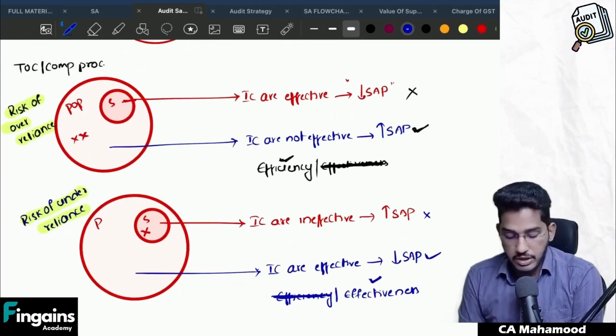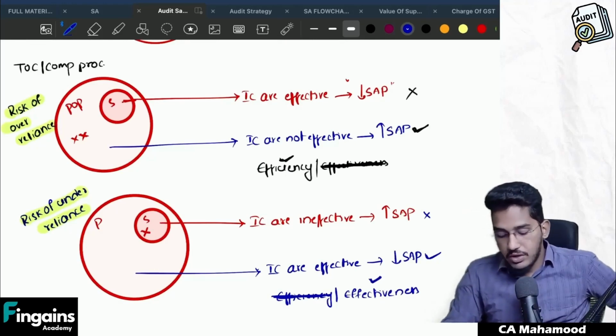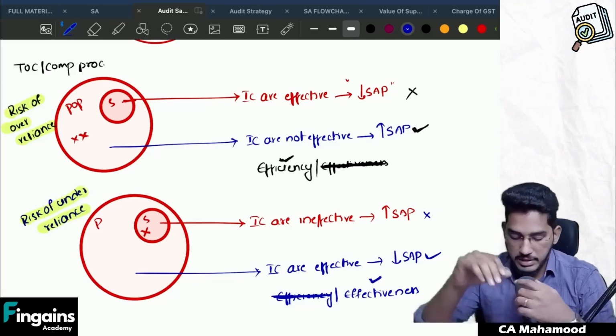Clear, everybody? Able to understand whatever I have explained? Can we have one quick recap once again? So what is the impact of sampling risk on test of controls? Come on guys, tell me, everyone.